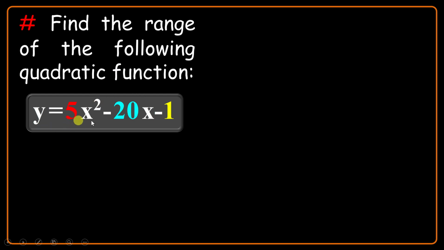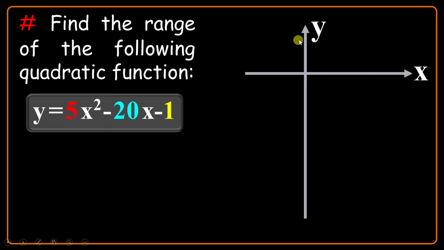Find the range of the following quadratic function. y is equal to 5x squared minus 20x minus 1. It's a concave up parabola. Consider a coordinate system like this. As you see, x squared has a positive coefficient, so it must be concave up.